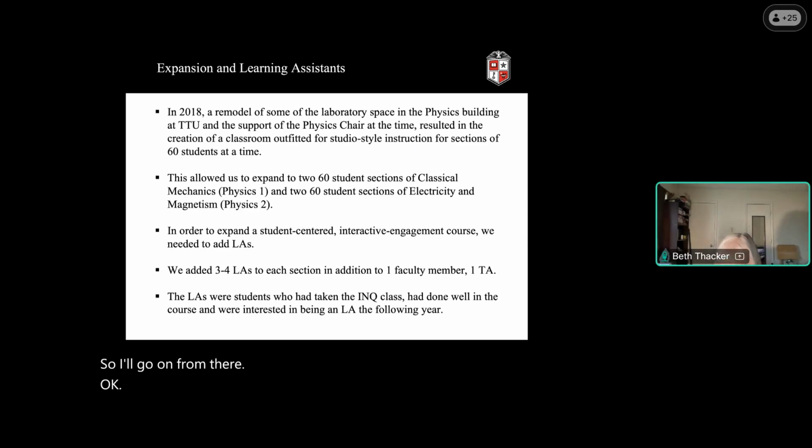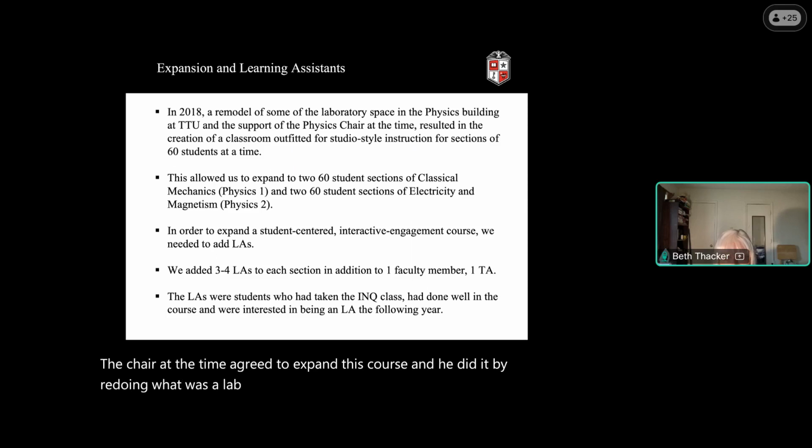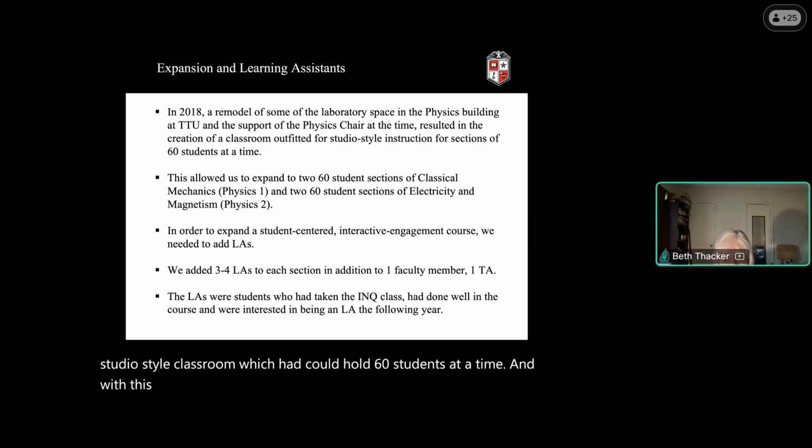The next thing that happened in this course was in 2018, the chair at the time agreed to expand this course, and he did it by redoing what was a lab in the physics building. We turned it into a studio style classroom, which could hold 60 students at a time. With this expansion, a lot of things had to change. We were moving from 24 students in a class to 60 students in a class.